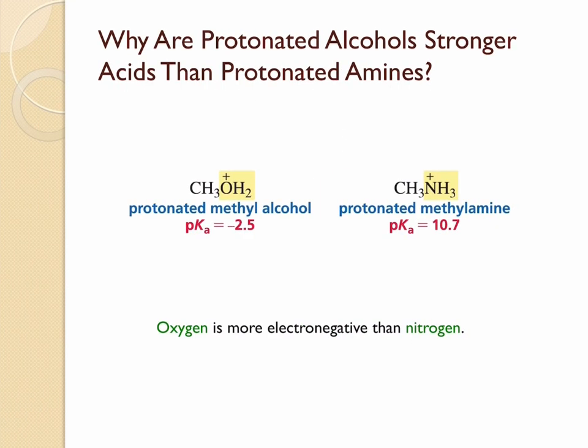And why are protonated alcohols stronger acids than protonated amines? It is exactly for the same reason. Here, the main difference is the atoms where the hydrogen is attached to. In protonated methyl alcohol, you have the hydrogen attached to oxygen, which is more electronegative than nitrogen, right? And therefore, this has a pKa value of minus 2.5, which means this is going to behave as a strong acid compared to a protonated methylamine, which is going to behave as a weak acid.